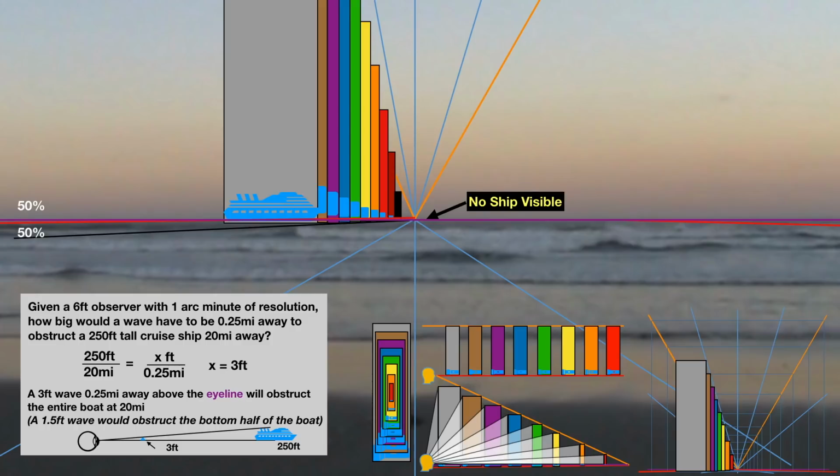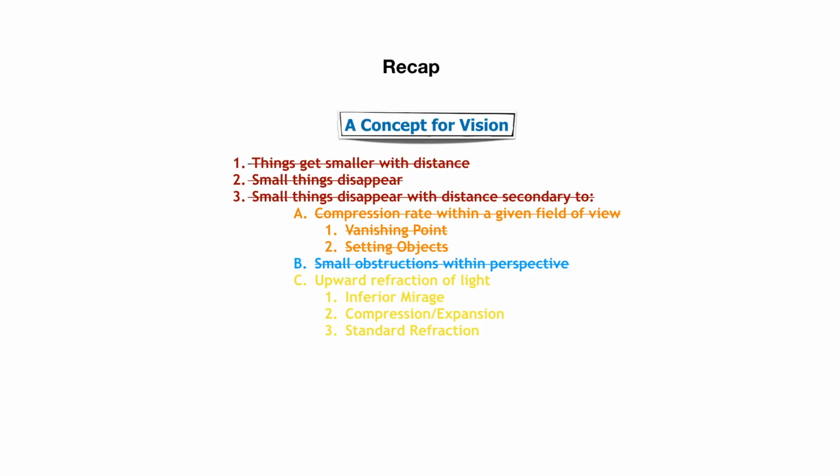So a 3 foot wave just a 1/4 mile away that has encroached upon that purple line already because of the rapid ascent rate will obstruct the entire boat 20 miles away. And a 1.5 foot wave, very reasonable, especially with choppy waters, would obstruct the lower half of that boat. So that's small obstructions within perspective.